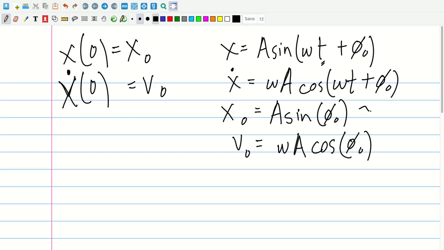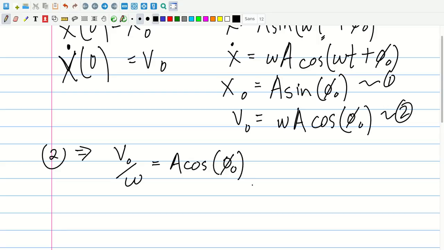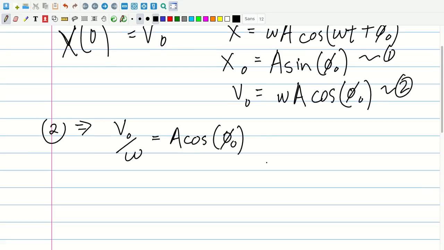So now, using these two equations, 1 and 2, we can find A and phi 0 very easily. For example, you can take equation 2 and divide both sides by omega, and you get v0 over omega equals A cosine of phi 0. I'm going to call this 3. Then take equation 1 squared plus equation 3 squared.